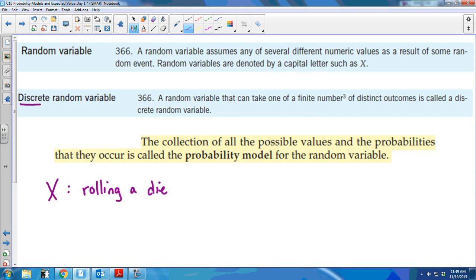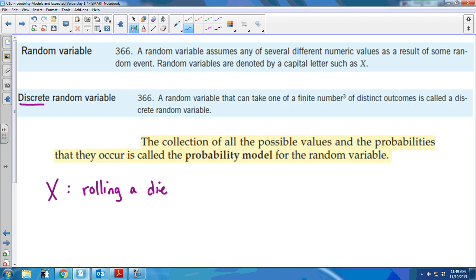We're talking about discrete random variables specifically right now. We'll talk about continuous random variables after the holidays. A random variable that can take on one of a finite number of distinct outcomes is called a discrete random variable. So rolling a die is a discrete random variable. There are 6 outcomes, and that's it. There are no other outcomes.